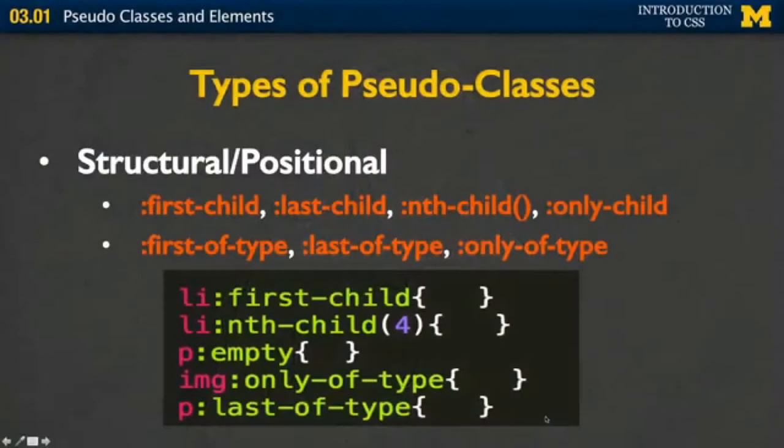So you can also style based on the structural position of the different elements. You have first child, last child, nth child. The way that one works is you put a number in to say the 5th child or the 10th child. You can have only child. You also have other different things such as first of type, last of type, only of type. And again, you just have the element, the colon, and then the name of the pseudo class that you want to style.